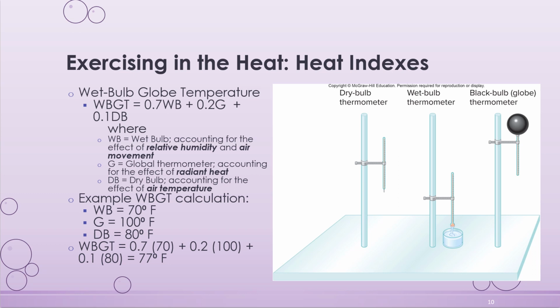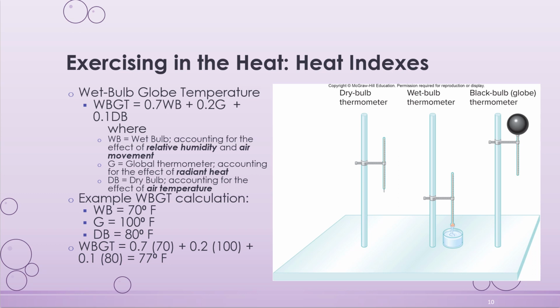It is commonly used in occupational and athletic settings to assess heat stress levels and guide decisions about exercising or working in hot environments. The WBGT takes into account the cooling effect of evaporative heat loss, or sweating, and the added heat from the sun and ground. It is calculated using the formula WBGT equals 7/10 times the wet bulb temperature plus 2/10 times air temperature plus 1/10 times the black globe temperature.